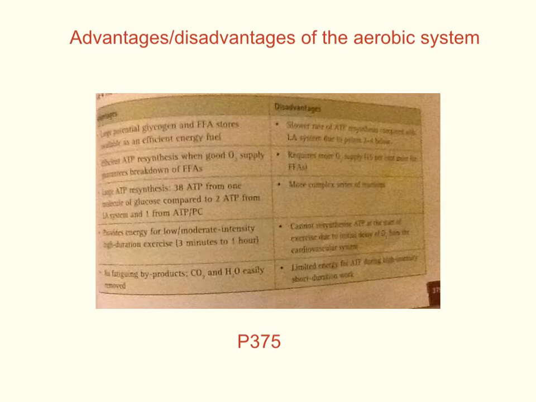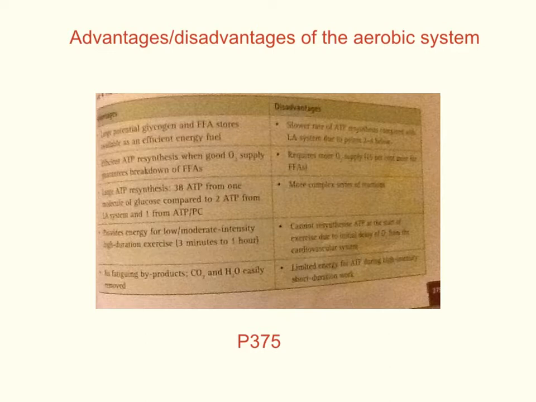The fourth advantage is that it will provide energy for low to moderate intensity for a high duration. So any exercise that lasts for more than 3 minutes up to an hour. So again, this can be a jog, a long row, or a long swim, anything that requires your body to sustain a prolonged period of exercise, but at a low intensity. And the fifth and final advantage of the aerobic system that you need to be aware of is that there are no fatiguing byproducts. So there's no lactic acid. The only byproducts are carbon dioxide and water, and they're easily removed. So it wouldn't be too detrimental to muscles. It wouldn't induce too much muscle fatigue, which allows you to exercise for a much longer period of time.